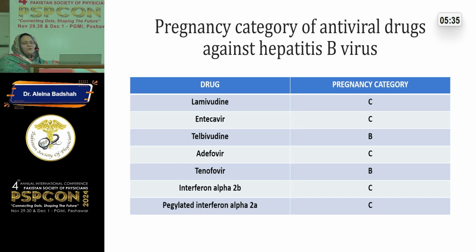Although the era of interferon is gone, when we talk about pregnancy, you can still give it in pregnancy. And then pegylated interferon. You can see the categories as well, that out of these, telbivudine and tenofovir are pregnancy category B. The others are category C. So B is comparatively safe. Telbivudine is not usually available in Pakistan, so we can keep tenofovir in mind.